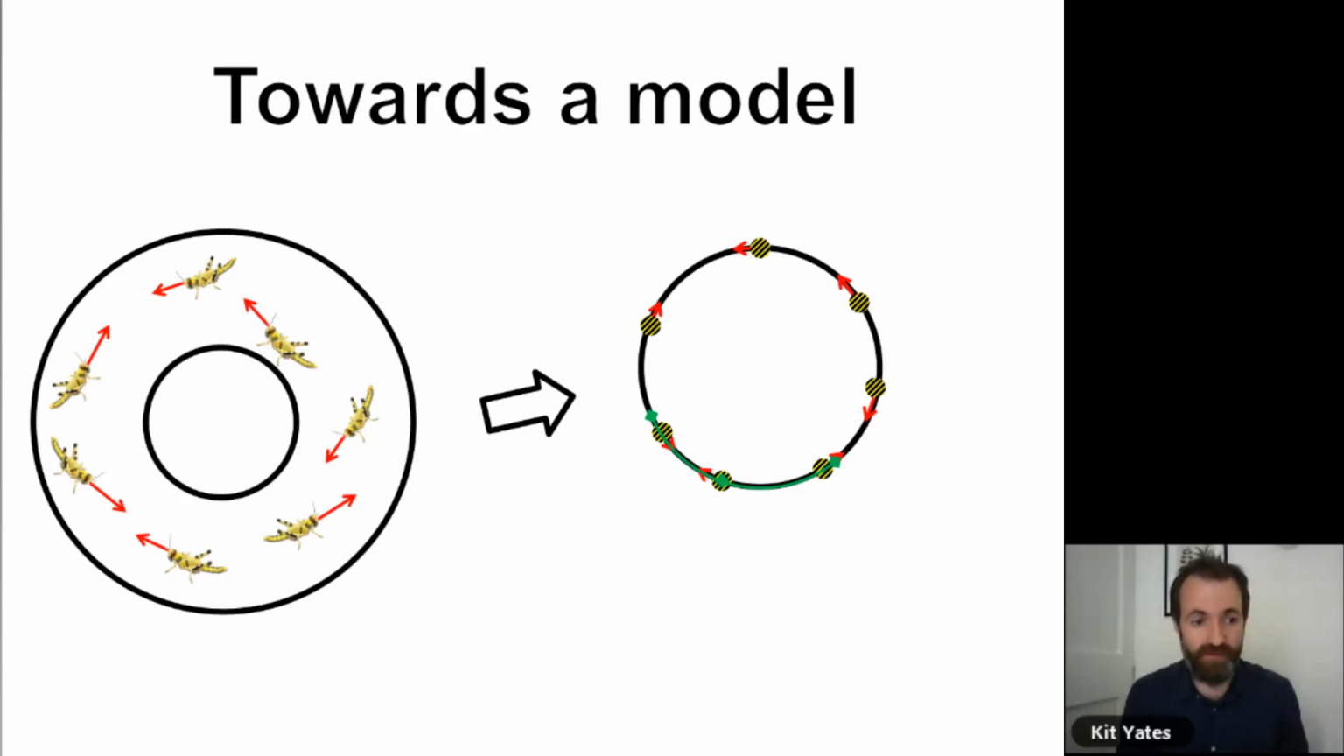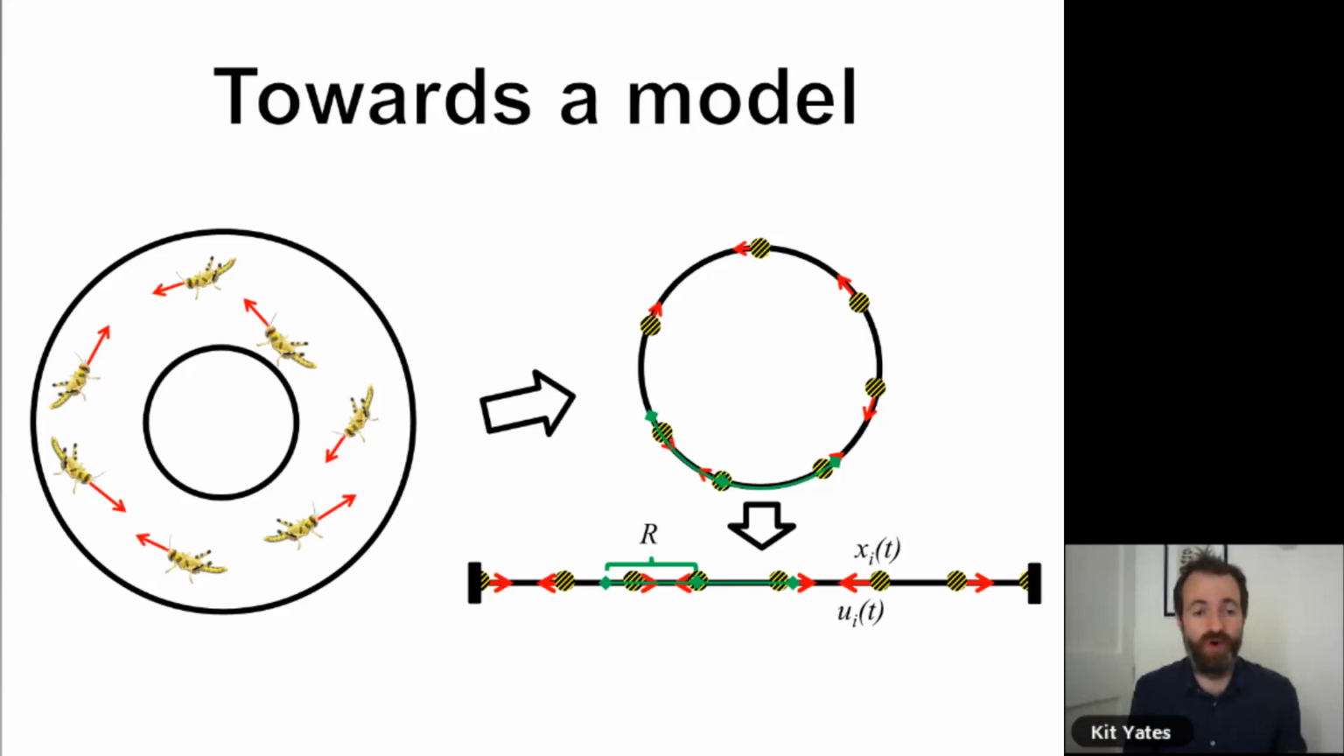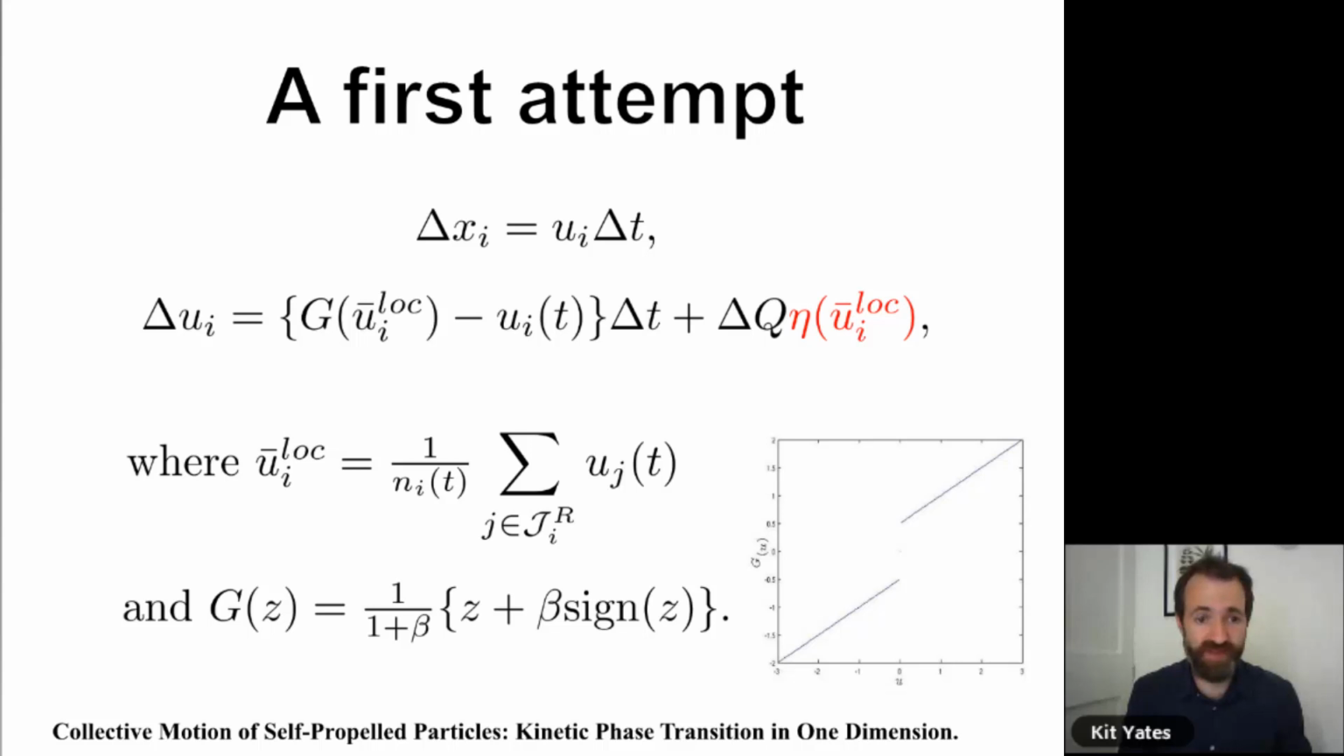The other thing that we do to make this a little bit more simple is to take this domain and unwrap it so that it sits just on a one-dimensional line, and then anything that goes off at the right-hand side of the domain comes back on at the left-hand side, and similarly anything that comes off at the left-hand side will come back on at the right-hand side. Okay, so that's the idea of the model.